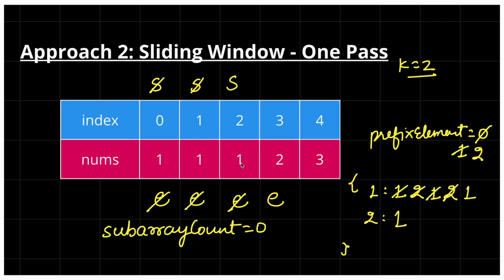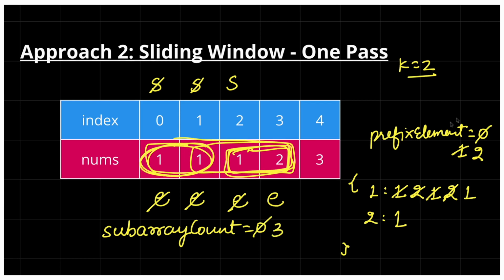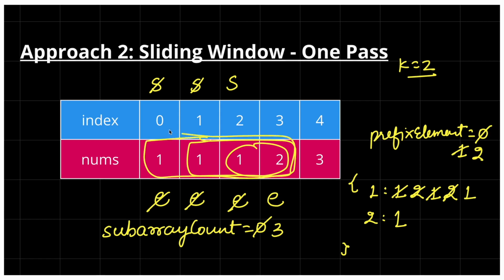Why? Because you still have 2 elements in your window, right? But at the same time, you now have 2 different elements, which is what you are looking for. So you will count your total number of subarrays which can be formed till this point. This subarray is 1 subarray which you can form, and because these 2 subarrays more you can actually form from these 2 ones, eventually this is nothing but 1 plus 2, which is 3, right? Because you have two different prefix elements, and you can see that you are forming three different subarrays. One is this one, and two from these two prefix elements, right?